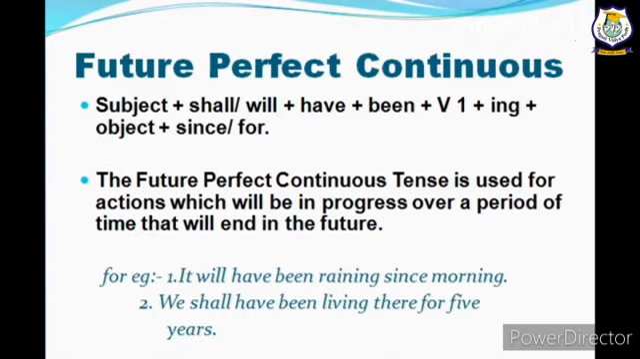The last subcategory of the future tense is future perfect continuous. Subject plus shall, will plus have plus been plus verb first form plus ing plus object plus since, for. The future perfect continuous tense is used for actions which will be in progress over a period of time that will end in the future. For example, it will have been raining since morning. We shall have been living there for 5 years.